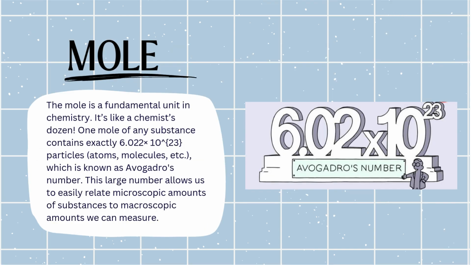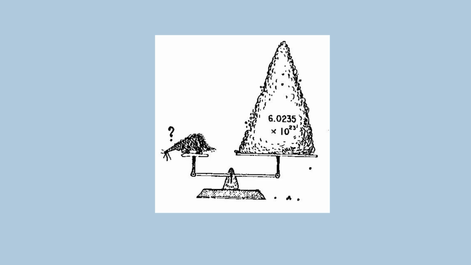Key concepts in stoichiometry. The mole. The mole is a fundamental unit in chemistry. It's like a chemist's dozen. 1 mole of any substance contains exactly 6.022 times 10 to the 23 particles, atoms, molecules, etc., which is known as Avogadro's number. This large number allows us to easily relate microscopic amounts of substances to macroscopic amounts we can measure.